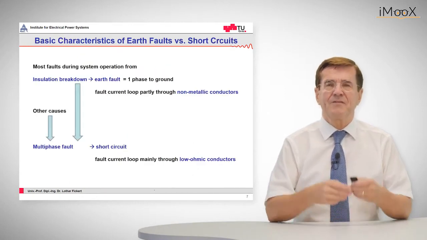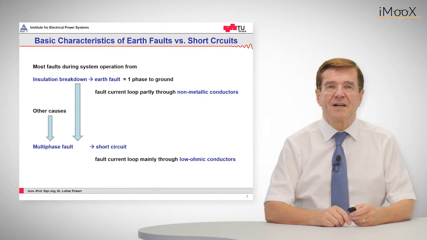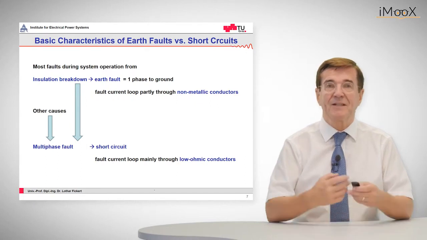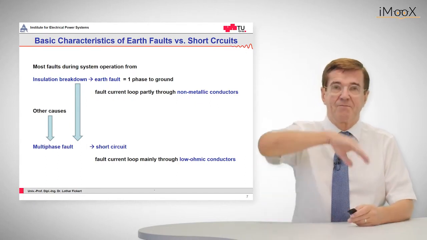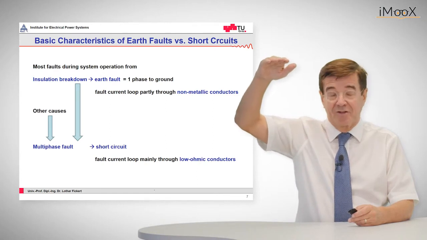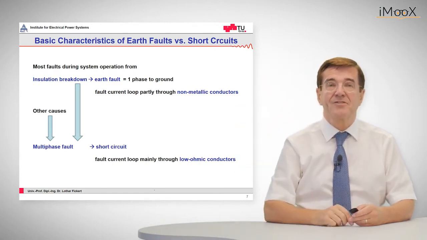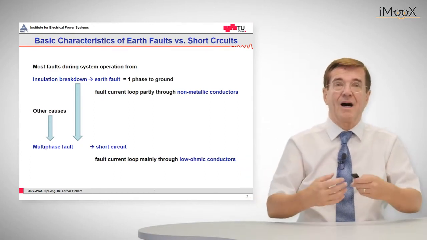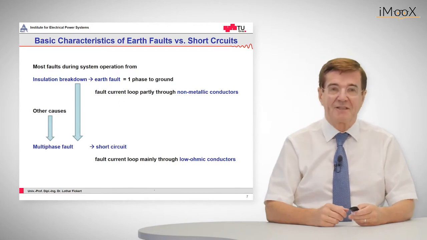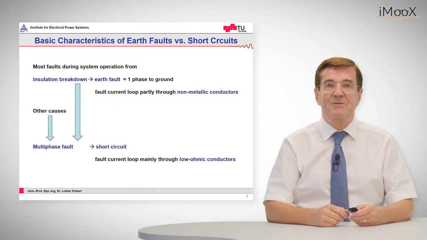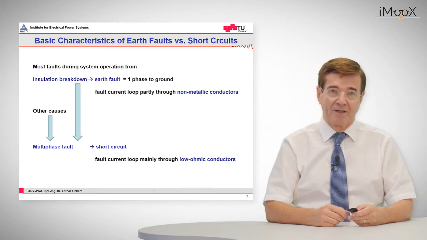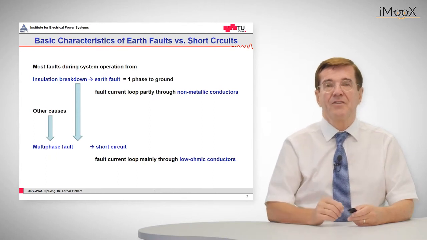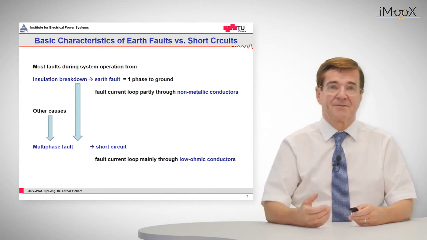Now let's see, if something happens, most faults start during operation either from insulation breakdown or from other causes. An insulation breakdown always happens at the maximum of the sinusoidal waveform, and this leads to a single phase to ground failure. If such a fault evolves due to arc extension or for other causes, we may arrive at short circuits, which means we have fault current loops mainly through low ohmic conductors. In contrast, in earth faults, in most cases, we have non-metallic conductors that conduct this current.